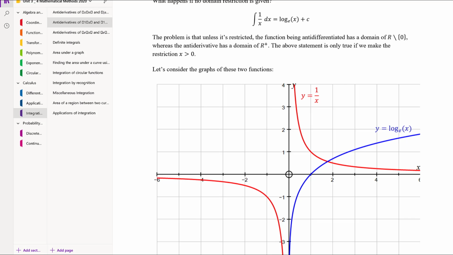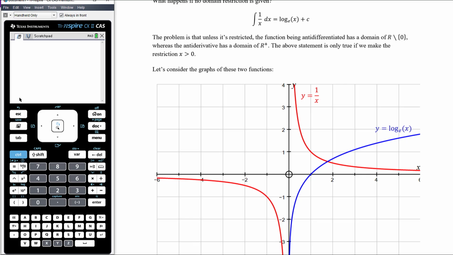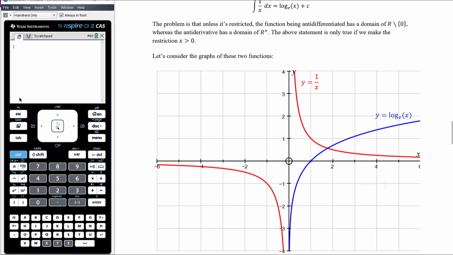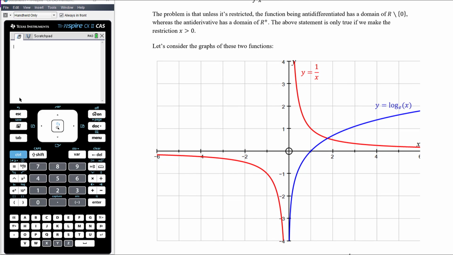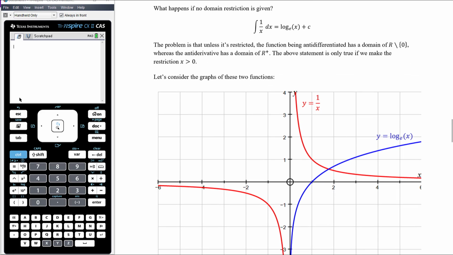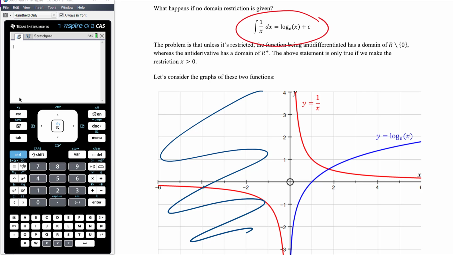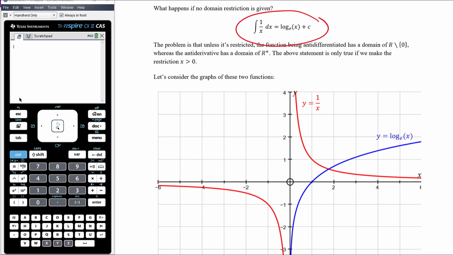However, I do just want to touch on what happens if we don't have the restricted domain, in particular because we see this with our CAS. Okay, so let's have a think about, as I said, there's issues with domain. So the original function 1 on x is a hyperbola. Its domain, therefore, is R excluding 0. The antiderivative is log e of x, but its domain is only R plus. And so, therefore, this rule only works if x is bigger than 0. Okay, and we're not looking at this bit back at the beginning.